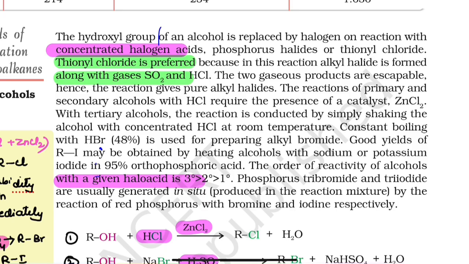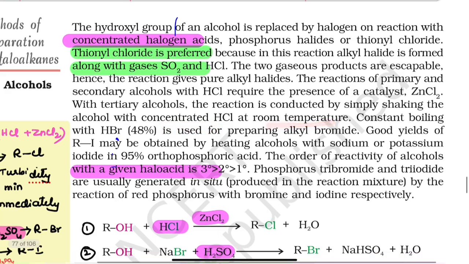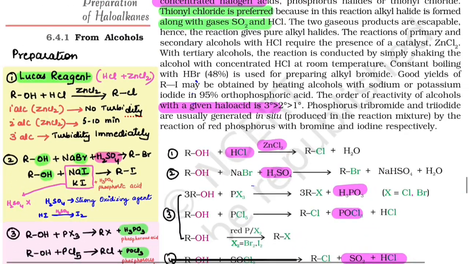So the product we can get. The two gaseous products are escapable, hence the reaction gives pure alkyl halide. The reaction of primary and secondary alcohol with HCl requires the presence of catalyst zinc chloride, while for tertiary alcohol, the reaction is conducted by simply shaking the alcohol with concentrated HCl at room temperature. So for primary and secondary alcohol you need zinc chloride. For tertiary alcohol you just shake, and instantaneously you will be getting that turbidity.